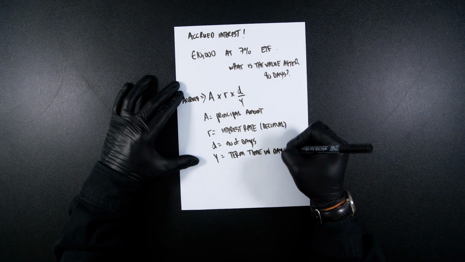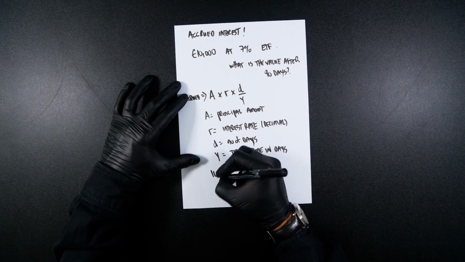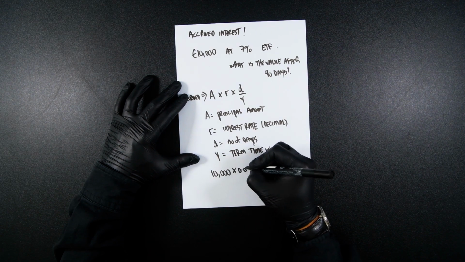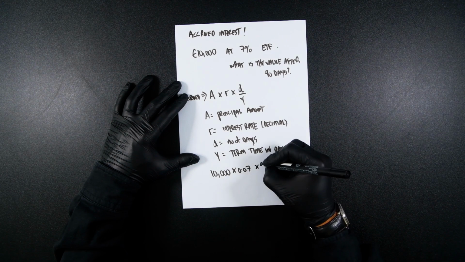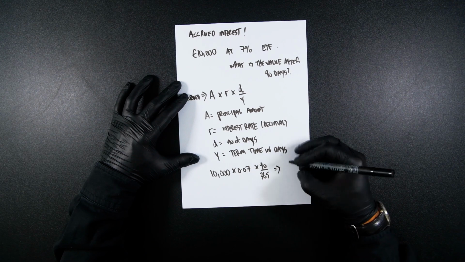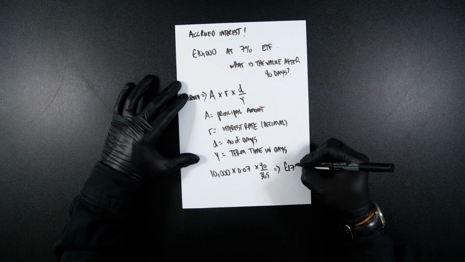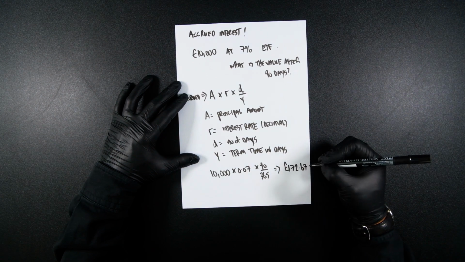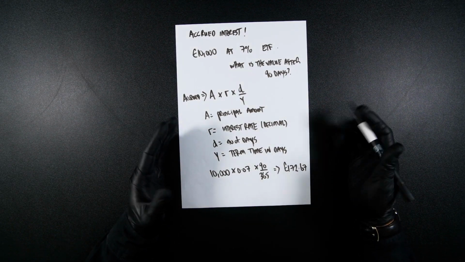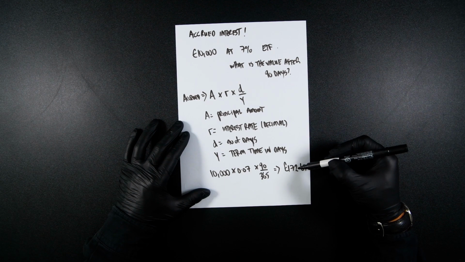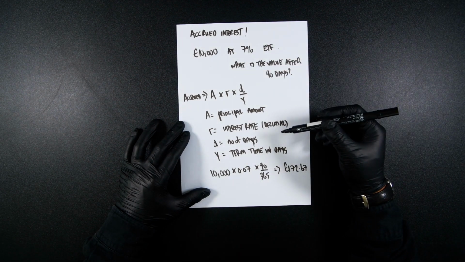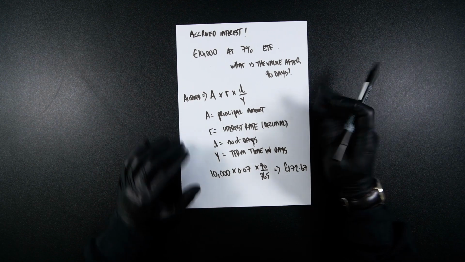So plugging that all in, we're going to have 10,000 times 0.07 times 90 over 365, which is going to be 172.67. So after 90 days, so 3 months, you have made 172.67 on the principal amount that you've put in. So that's how you calculate accrued interest.